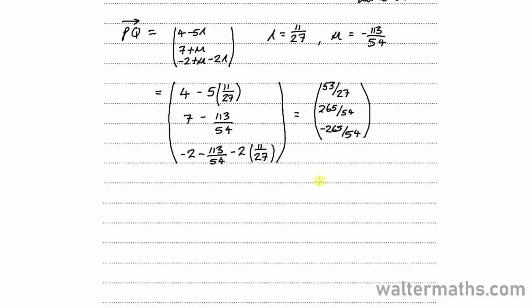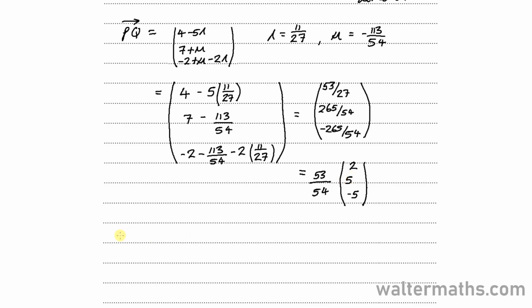Now what we got here can be simplified. Since it's just a direction vector, we can factor out 53 over 54. And if we do that, dividing 53 over 27 by 53 over 54, we get 2. And dividing 265 over 54 by 53 over 54, we get 5. And dividing minus 265 over 54 by 53 over 54, we get minus 5. So we're going to use this vector 2, 5, minus 5 as the direction vector of PQ.